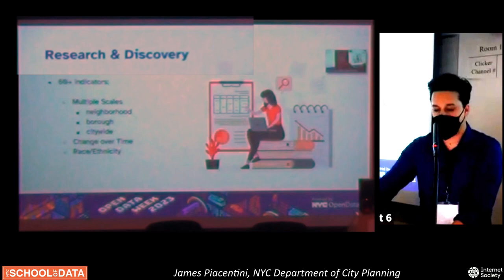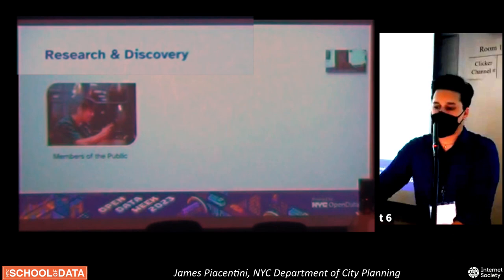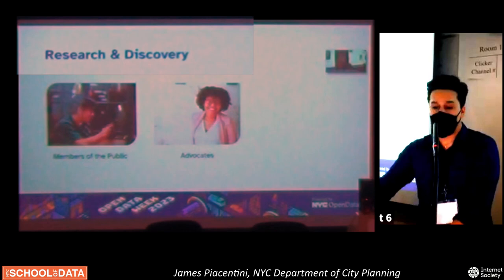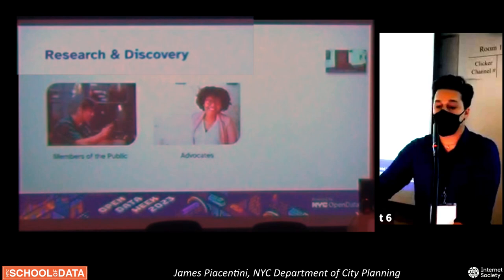So we try to understand who might want to use this data, and how they might want to use that. So for example, as a member of the public, I might want to compare vulnerabilities in my neighborhood to others in the city in order to understand factors that lead to displacement. As a community advocate, I might want to view and access intelligible data related to racial and ethnic disparities, social, economic, and housing conditions in order to support my work.